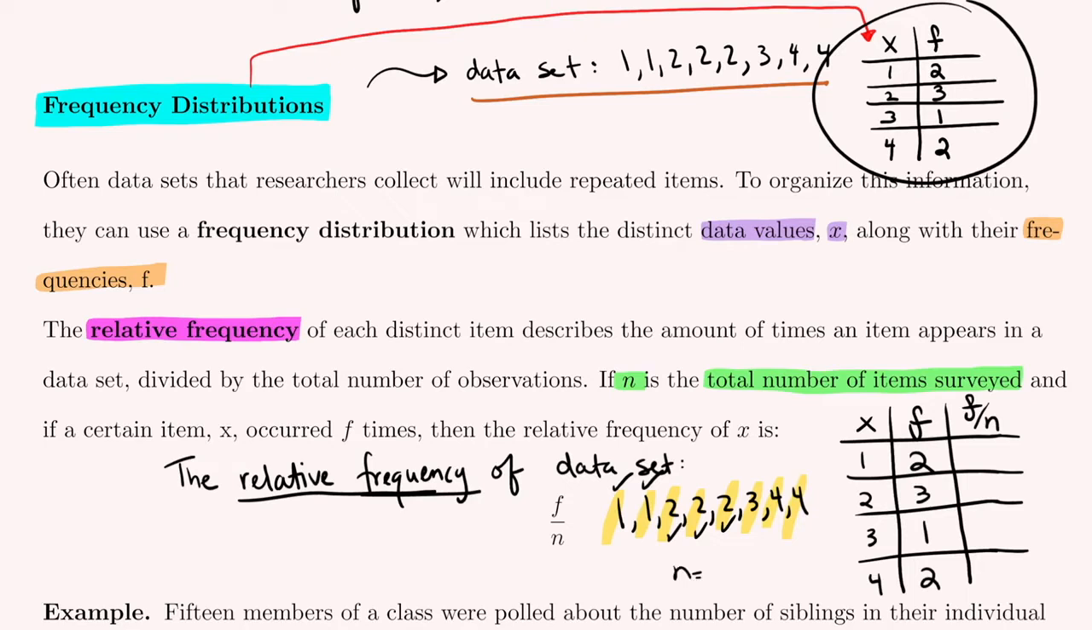So for each of these frequencies, I'm now going to take the fact that 1 occurred twice and say the relative frequency was 2/8. 2 occurred 3 times, the relative frequency of that was 3/8. The number of times 3 occurs is once out of the 8 options, and the number of times 4 occurs is twice out of the 8 options. So this portion of the table that I've highlighted in pink is what makes this now a relative frequency distribution.